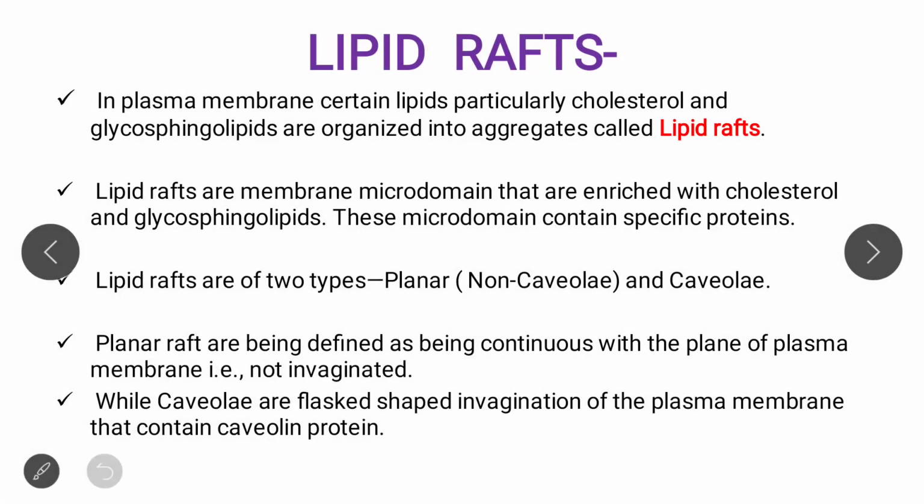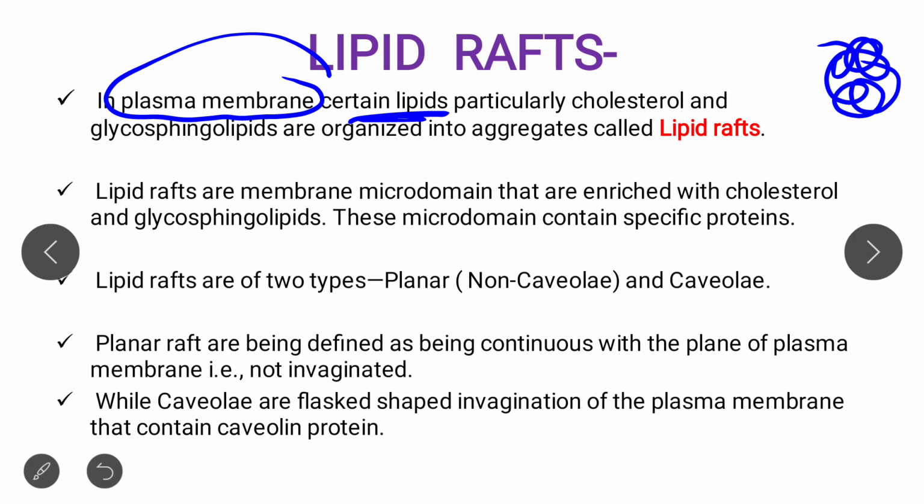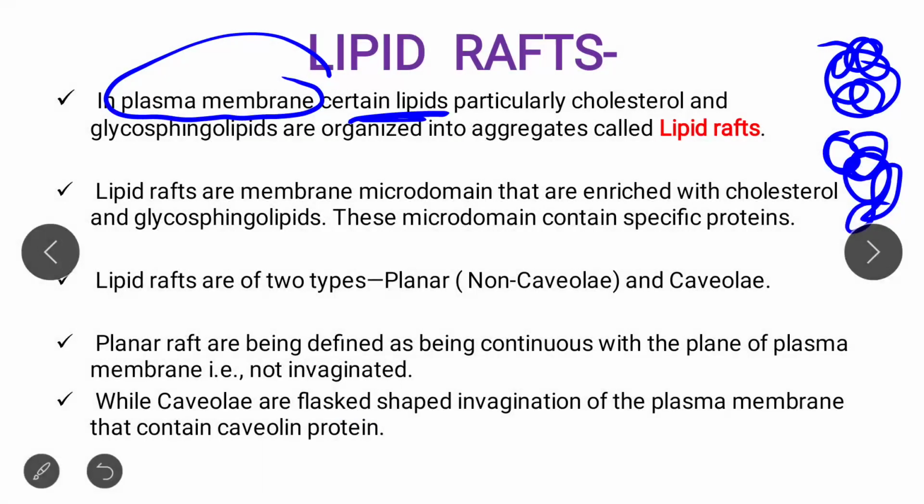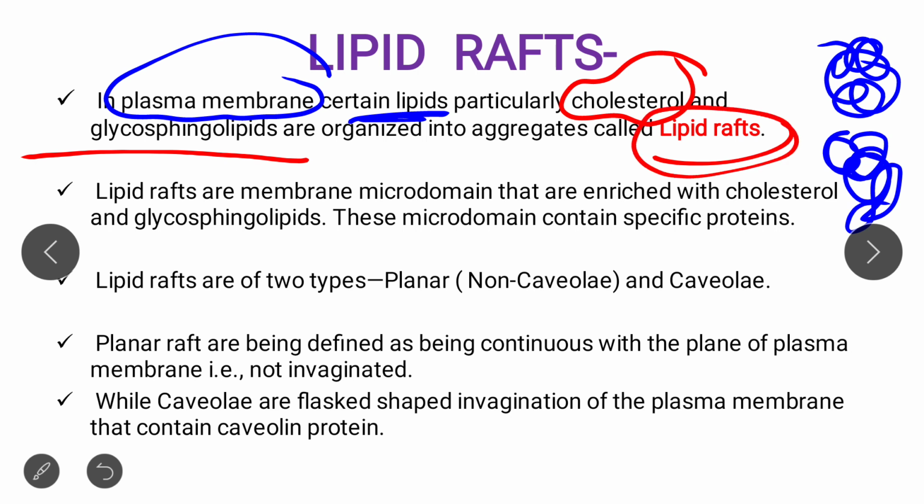In the plasma membrane, if we look at its structure, there are certain lipids which aggregate, particularly cholesterol and glycosphingolipids, and they are known as lipid rafts. It was mentioned in red. It's very important. So what are lipid rafts?